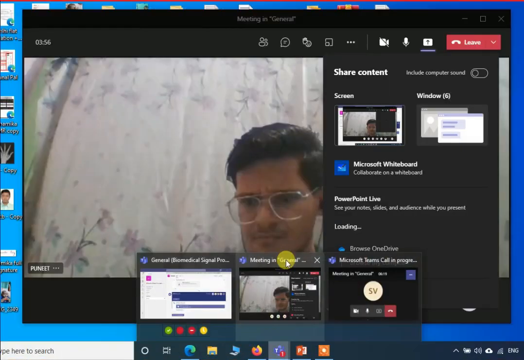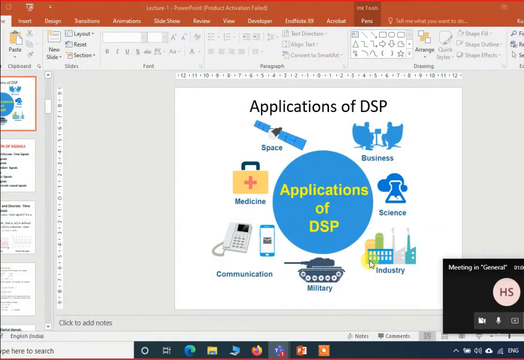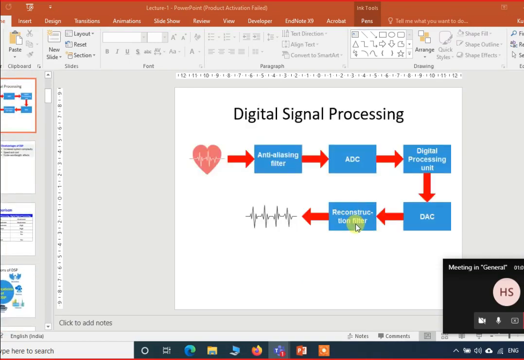Sir, the reconstructed signals are basically discrete signal or what, sir? Which reconstruction? Reconstruction filter? No, sir, in the digital signal processing step, sir.